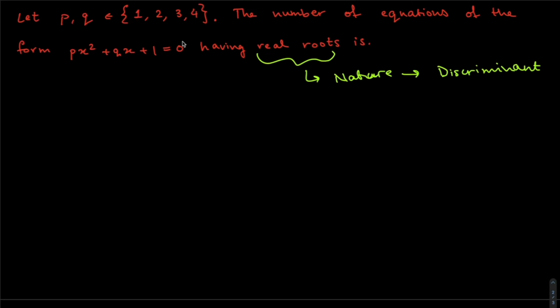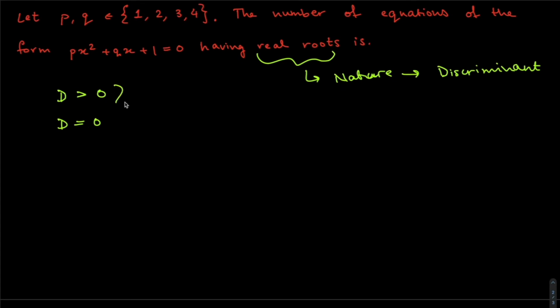Always go to the discriminant. So now, to have real roots, we know that the discriminant must be greater than or equal to 0. Now remember, if it's just greater than 0, it's going to have real and distinct roots. And if it's equal to 0, then we're going to have just real roots. They're going to be the same roots, but real. They're not going to be distinct. So here they're just asking for real roots.